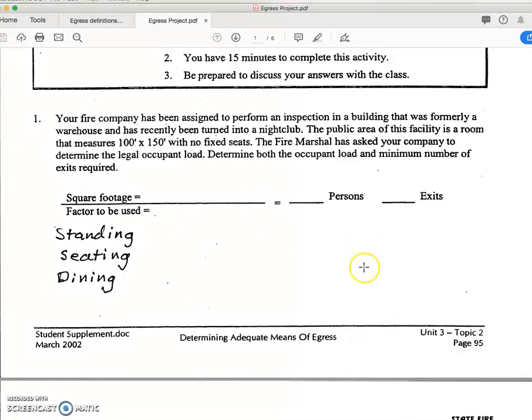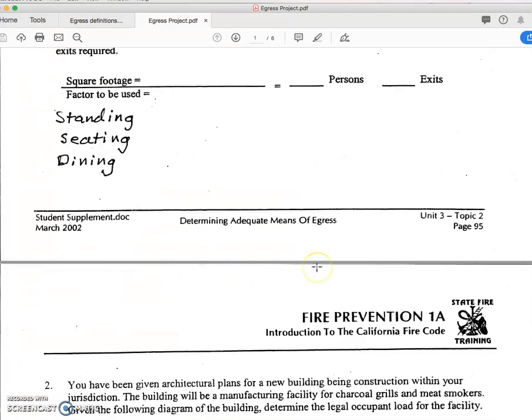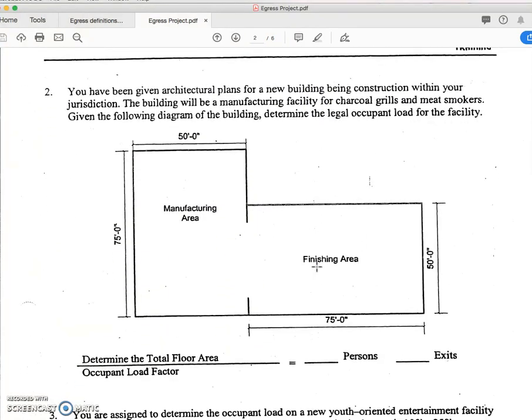So that's a really basic one. Square footage was length times width. We divide it by our factors, and we came up with 3,000 as the most that could be in there, requiring at least 4 exits. Okay, you want to look at number 2? Let's do this one real quick.